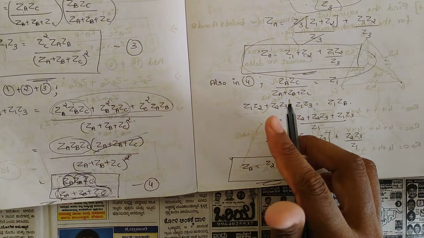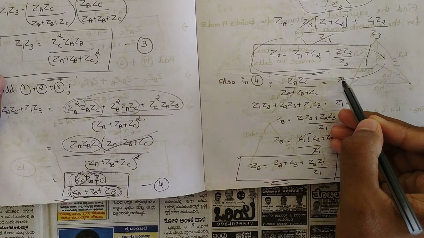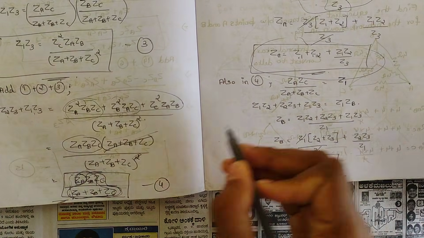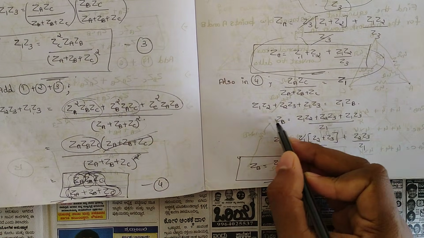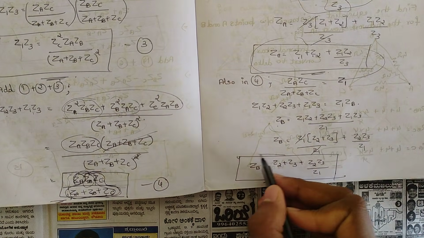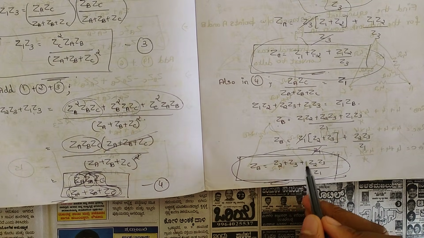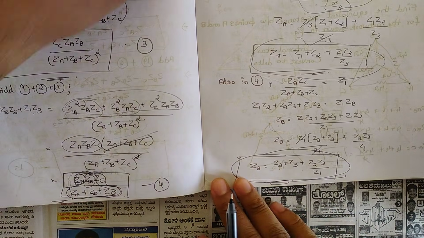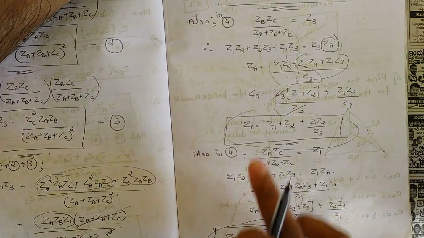Similarly, also in equation 4, we know that ZA ZC divided by ZA plus ZB plus ZC is equal to Z1, right? So what is left in the numerator now? ZB. So Z1 ZB. Bring ZB to one side, solve this, and like this you would get the value of ZB also, that is Z2 plus Z3 plus Z2 Z3 by Z1. So like this we have got the answers for ZA, ZB as well as ZC.